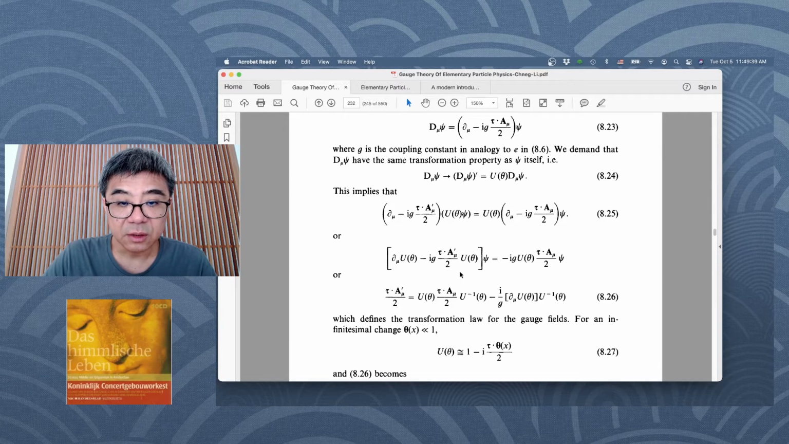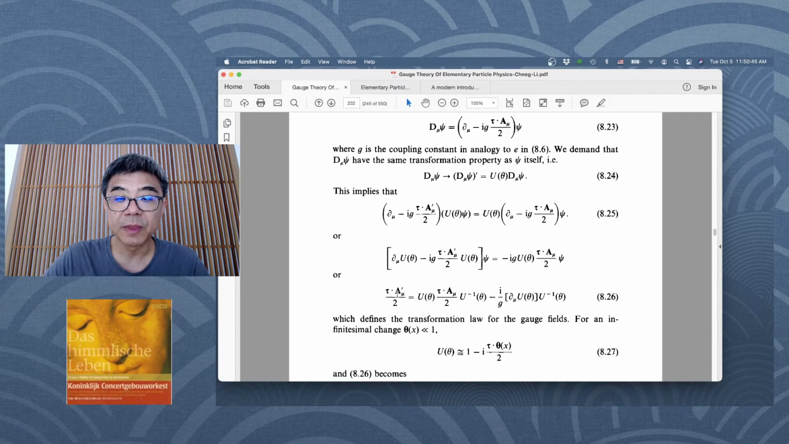You can see easily that, when you multiply the whole thing, the bracket inside the bracket is equal to this, which is a 2 by 2 matrix. Therefore I can multiply by U minus 1, which will cancel this. Multiply by U minus 1 and that gives you this term. So 8.26 is the transformation property of A mu.